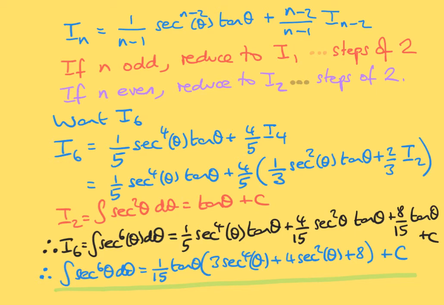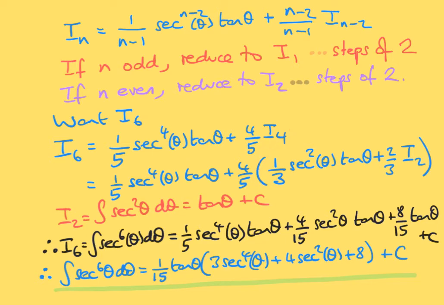So I6, we're using n is 6, so here it's 1 over 6 minus 1, so that's 1 over 5, times sec to the 6 minus 2, so that's sec to the 4th, times tangent. That's our first term. Plus, and then 6 minus 2 is 4, over 6 minus 1 is 5, so it's 4/5 of I4, because that's 6 minus 2.